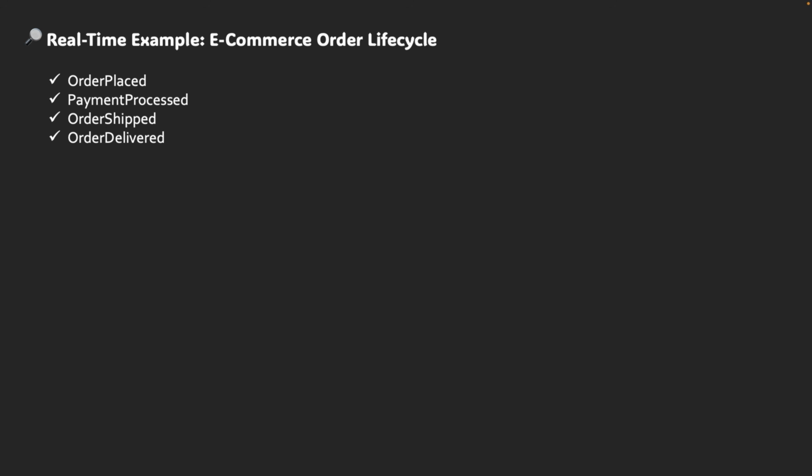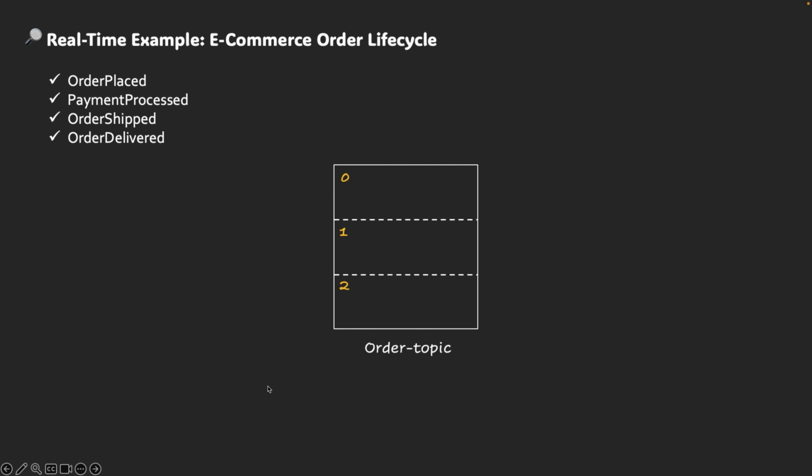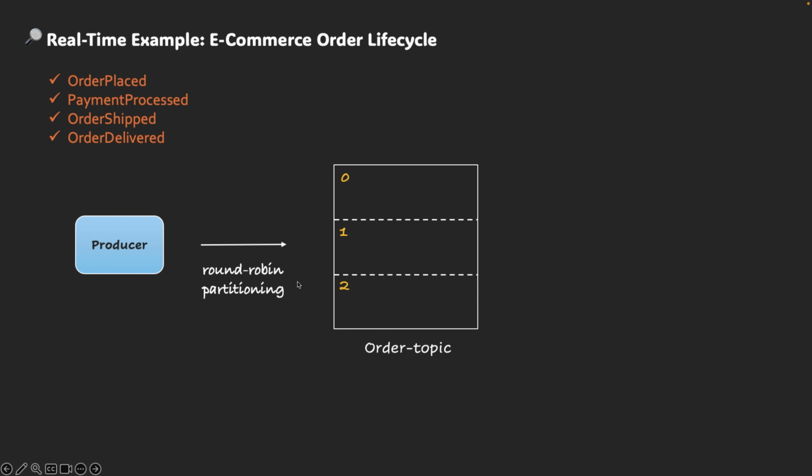Right? Now imagine we have a topic called order topic with three partitions. When the producer publishes these order events, Kafka by default distributes them using round robin partitioning. Okay, all the above events can go to any partition. For example, order placed and order delivered can go to partition 0, order shipped can go to partition 1, and payment processed can go to partition 2. Again, it can be in any order. Anything can come first and anything can go last. We don't have any guarantee on the order.